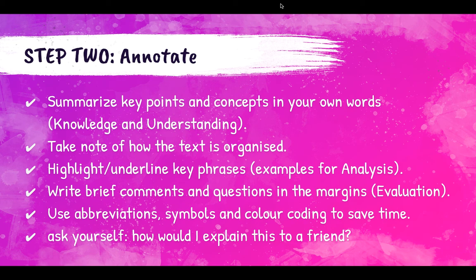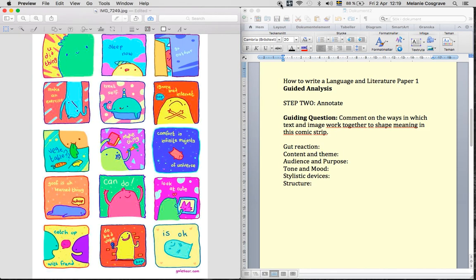And the best thing that you can do for your annotation is ask yourself, how would I explain this text to a friend? So remember that you need to explain this text, you need to analyze this text, not just describe it. So let's move on to our annotation.